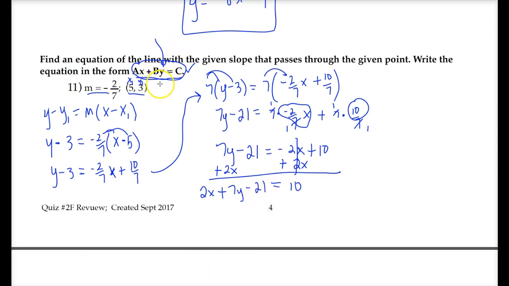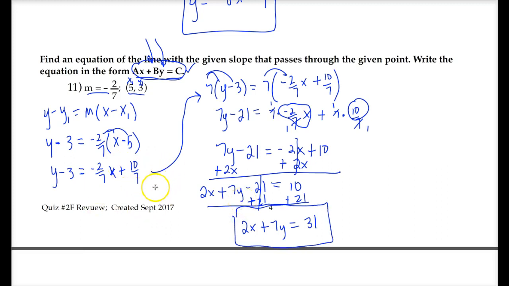And then, of course, to get it in this form here again, I need to have just a number times x plus a number times y equals c. So that means I would need to add 21 to both sides here. And this will now be 2x plus 7y. And on the right side, that adds to be 31. And so this would be my actual equation of a line in the general form. Okay? And so that's what is asked for here.